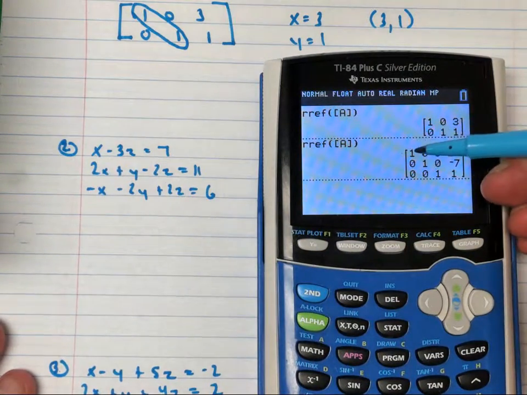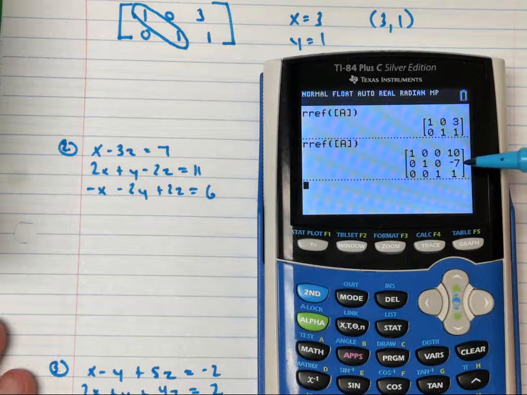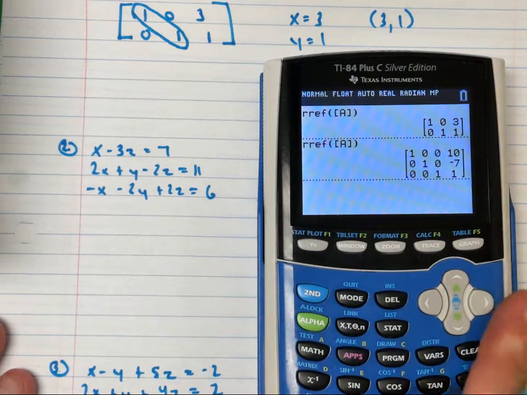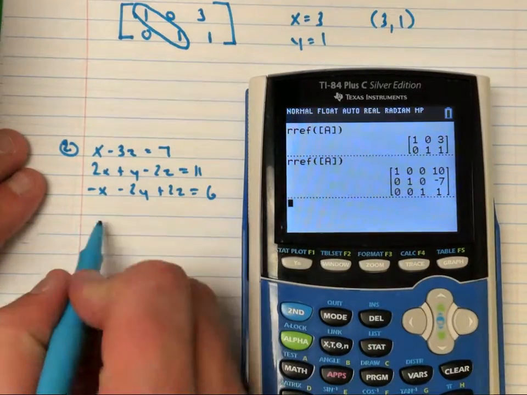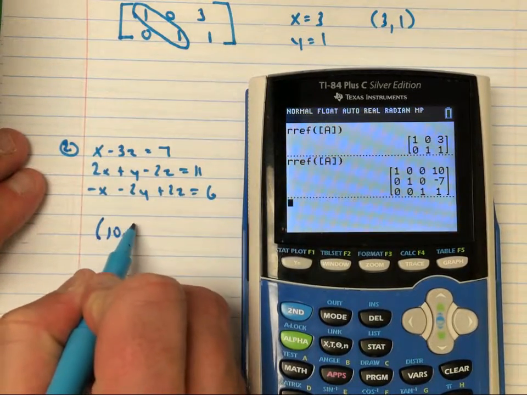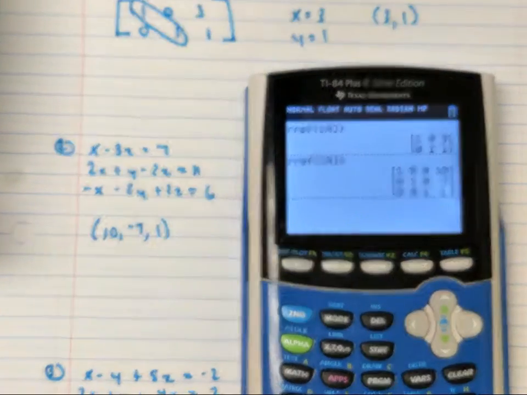Yes. So this one is sitting to x, x is equal to 10. This one is sitting to y, y is equal to negative 7. This one's sitting in z, z equals 1. So your ordered pair would be 10, comma, negative 7, comma, 1. X, y, and z.